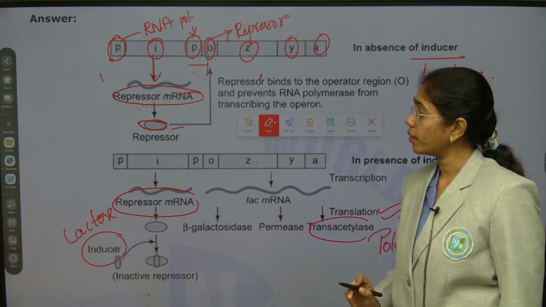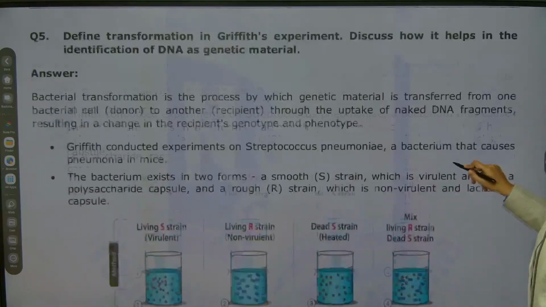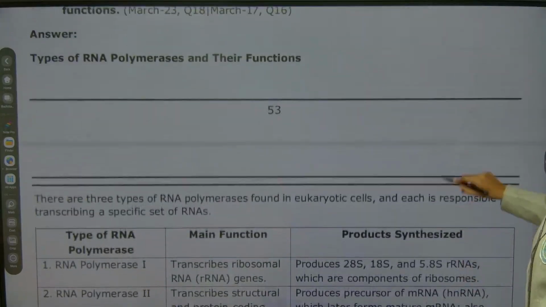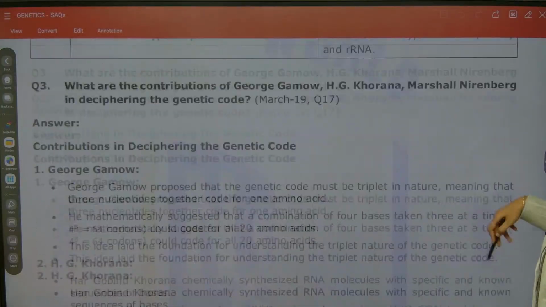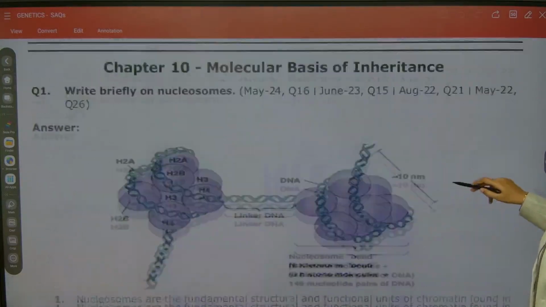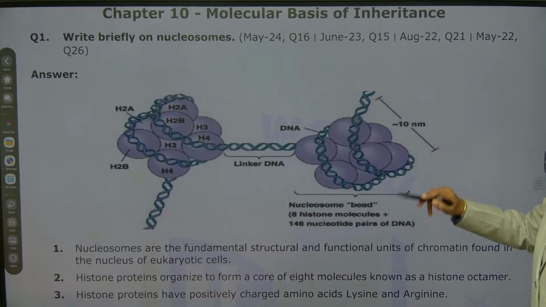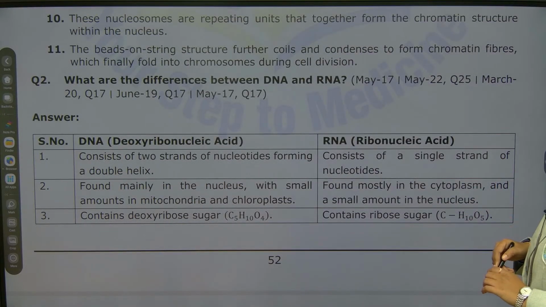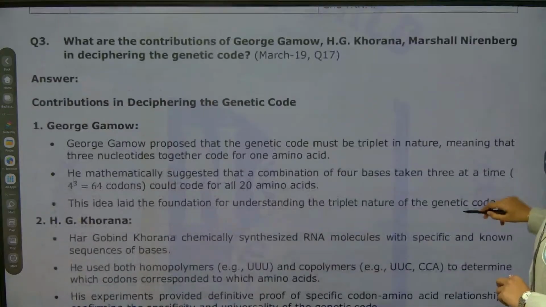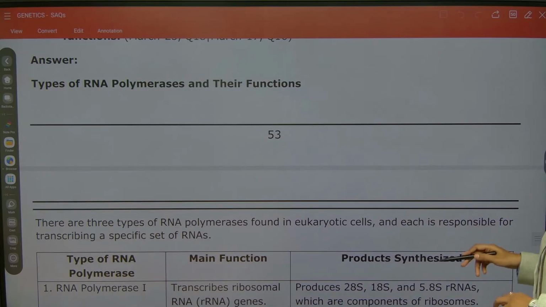Fine, any doubt anywhere? So that's all for today's session. What are the questions that we have discussed today? Nucleosome model, without any exception you have to go through the nucleosome model in molecular biology, and then characteristic differences between DNA and RNA you have to go through. After which, this is optional, up to you, deciphering the genetic codon, and types of RNA polymerases is very important.